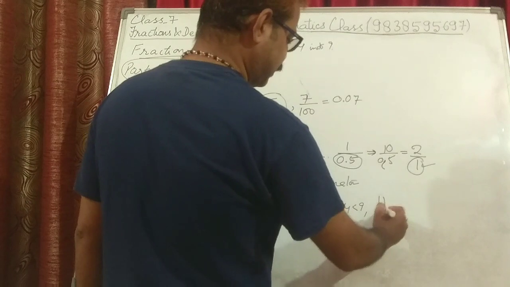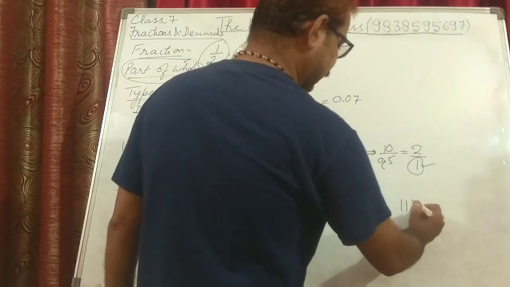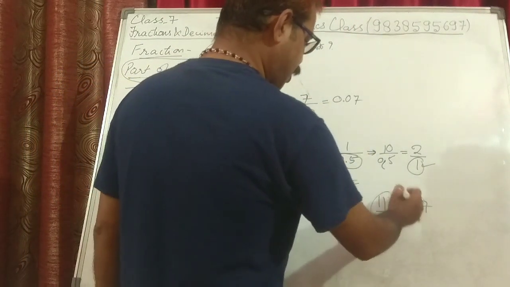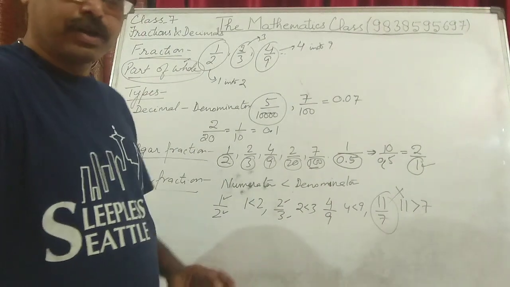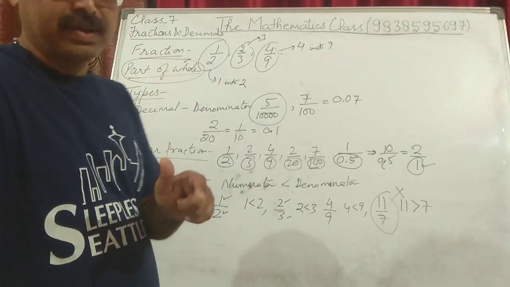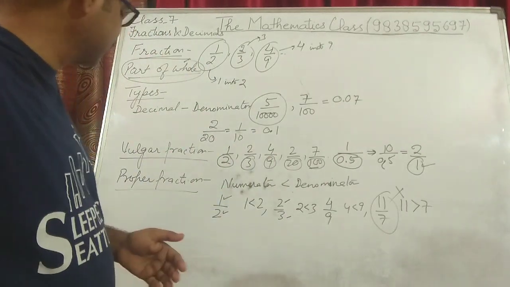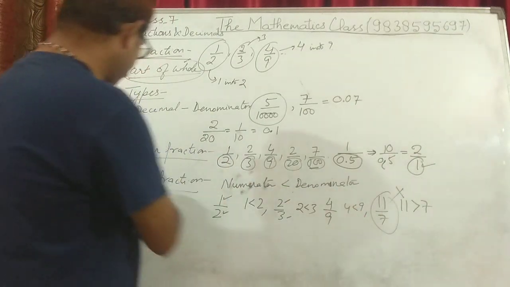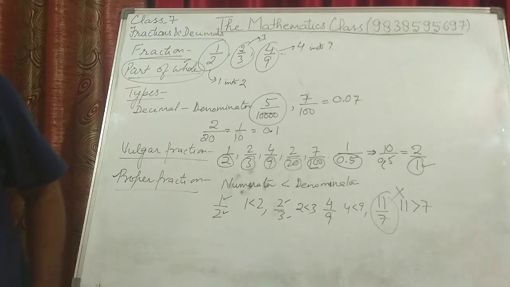Suppose I say 11 upon 7. Now here 11 is greater than 7, so this is not a proper fraction. So what is a proper fraction? In any fraction, if the numerator is less than the denominator, it is known as a proper fraction. I hope by this it has been clear to you.